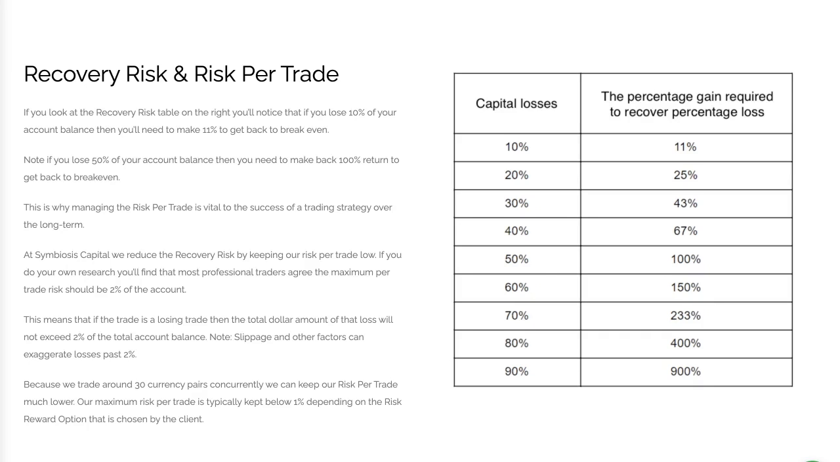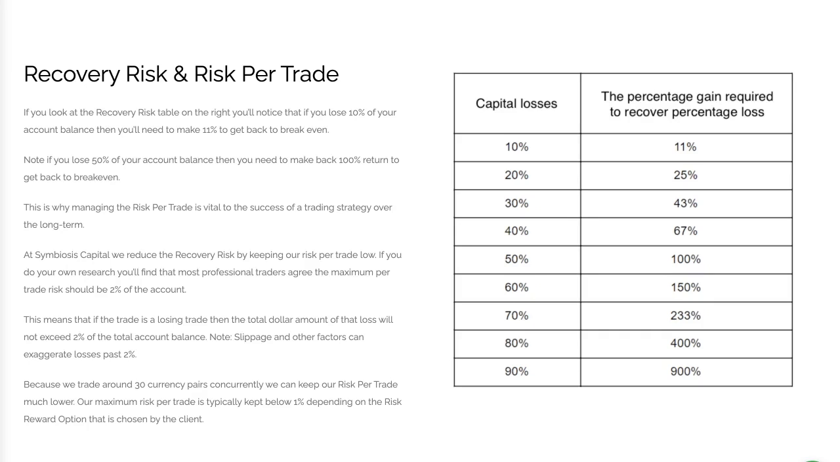So they might place a trade and risk 5% or 10% on a given trade, and when they lose, now they have to make back a lot more than what they just lost just to get back to break even. This is why managing the risk per trade is vital to the success of any trading strategy over the long term. At Symbiosis Capital, we reduce the recovery risk by keeping our risk per trade low.